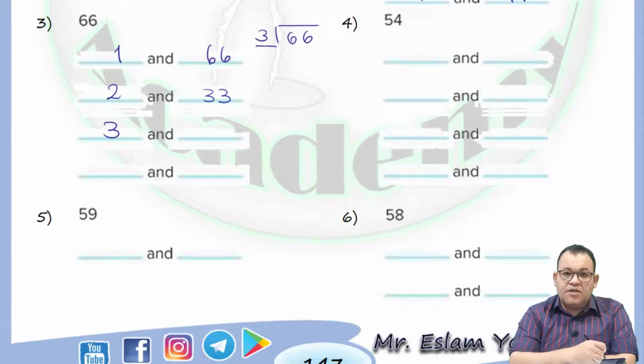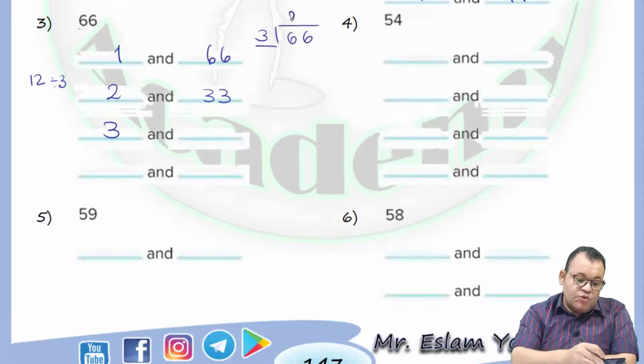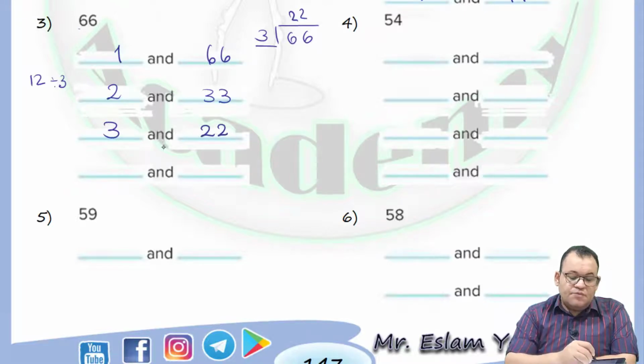66 divided by 3. Again, how can we know if 3 is one of the factors of the number or not? All we have to do is just add the two digits. 6 and 6 equals 12. We can divide 12 by 3. So this number is divisible by 3, or 3 is one of its factors. So we just use long division to find the other factor. 6 divided by 3 equals 2, and 6 divided by 3 equals 2. So that will be 22. If this number is divisible by 2 and 3 at the same time, it means this number is also divisible by 6.